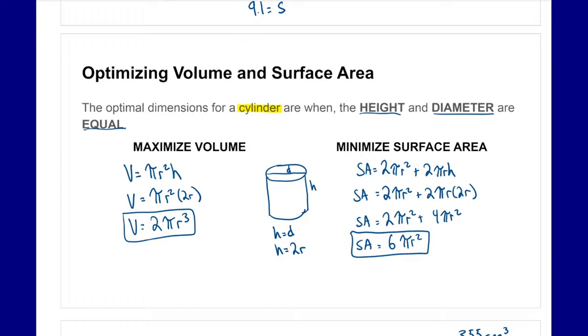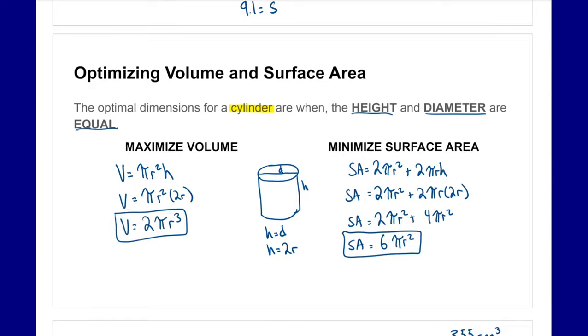If we're given one measurement, so if we're given volume, we can find the optimal dimensions, which we can then use to find the surface area, and vice versa. Given the surface area, we can use the formulas to find the optimal dimensions and then find the volume if needed. And so again, it's all about optimizing, coming up with the most or the best, right? Or in this case, the most volume or the minimum surface area.